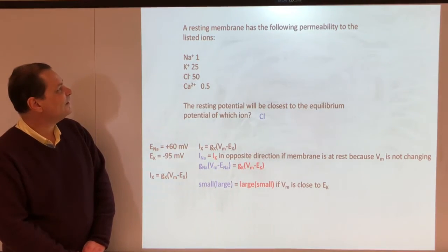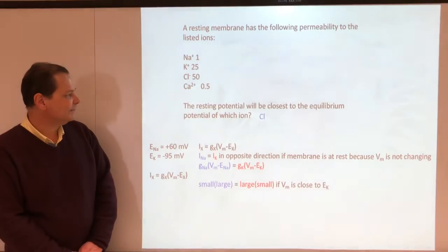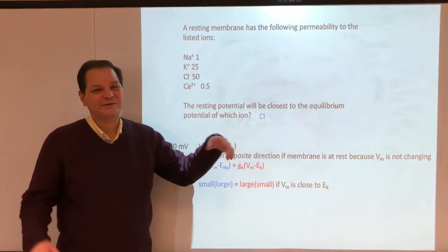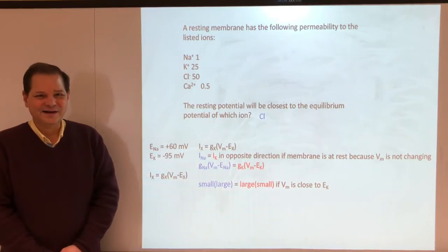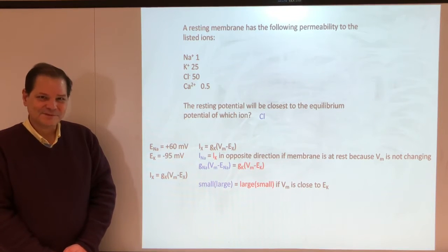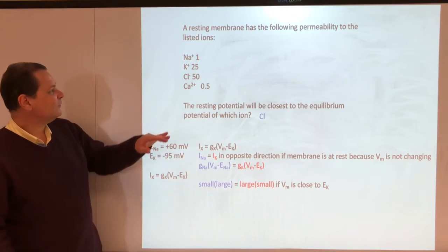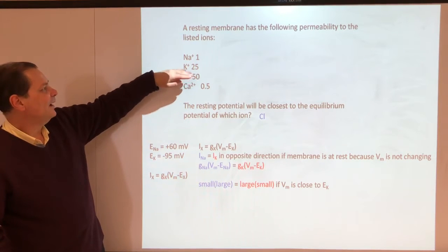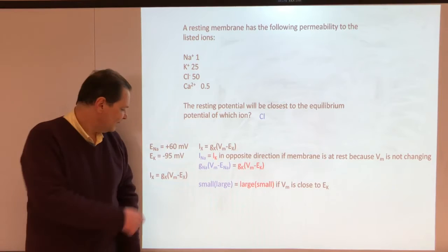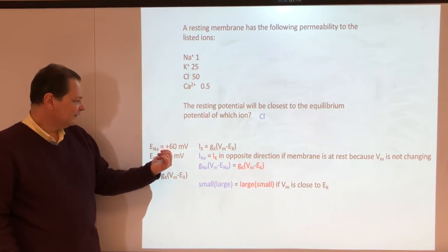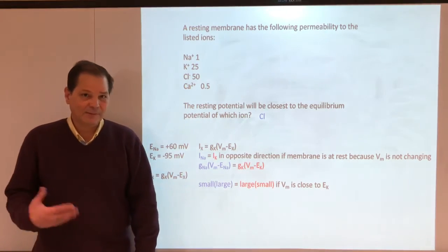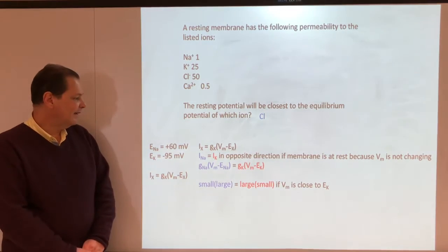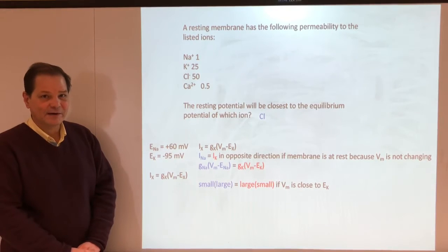A resting membrane has the following permeabilities. The resting potential will be closest to the equilibrium potential of which ion? Well, we just talked about the fact that for the chloride ion, the equilibrium potential is equal to the resting potential. And so that one is the one where it will be closest. If chloride were not here, then it would be the ion with the highest permeability, and that would be potassium. Potassium has an equilibrium potential of minus 95, sodium of plus 60. The membrane potential is typically much closer to minus 95, in a muscle cell probably something like minus 80, because the permeability of potassium at rest is much higher than to sodium.